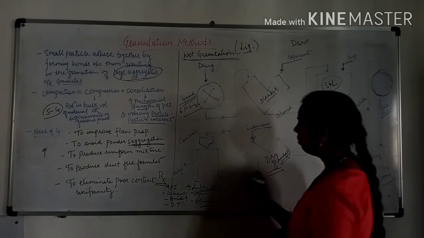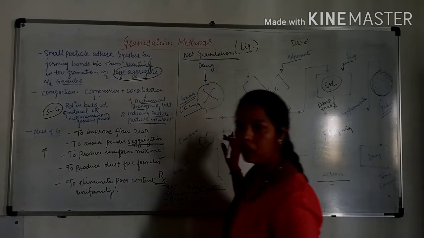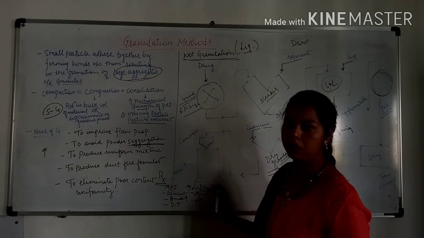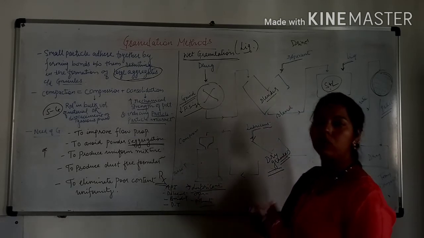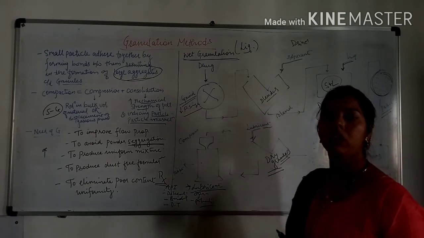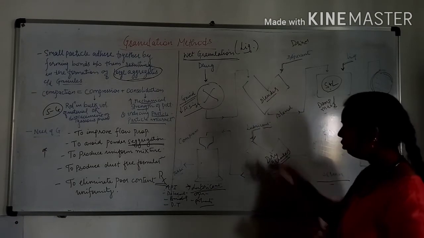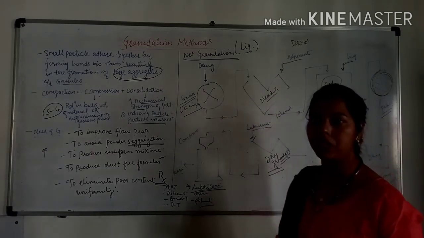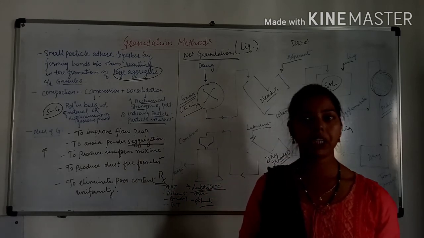After that we will compress these lubricated dried granules into tablets. After this compression you will get the tablet. So this was the procedure of the wet granulation method. So this was all about wet granulation. In the next video we will start with the dry granulation and direct compression.